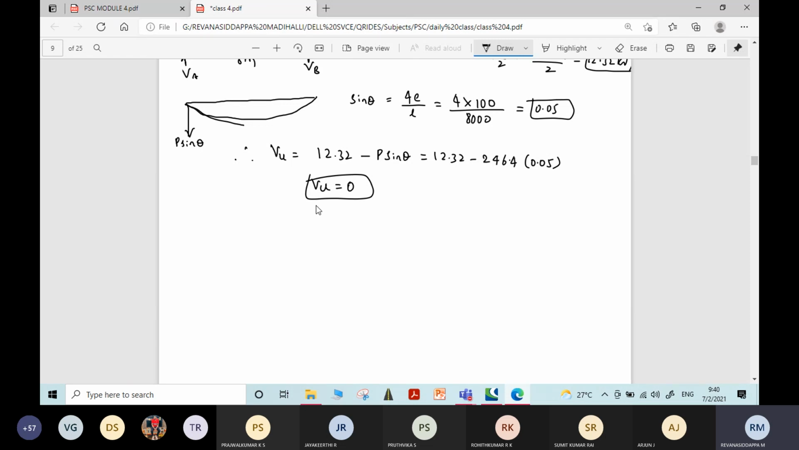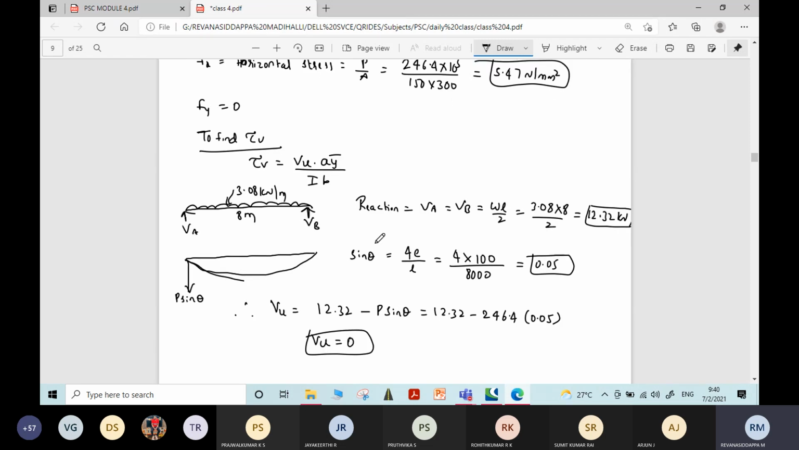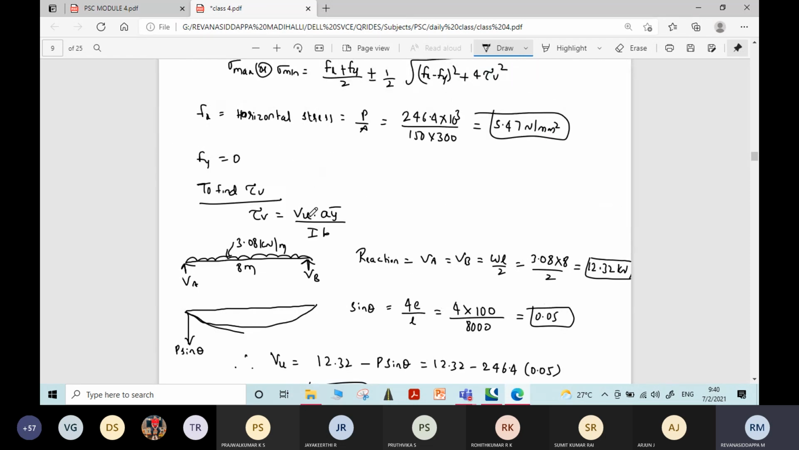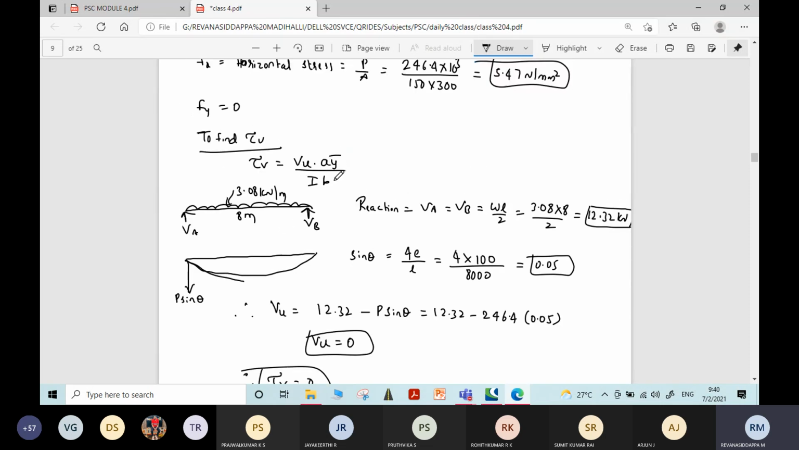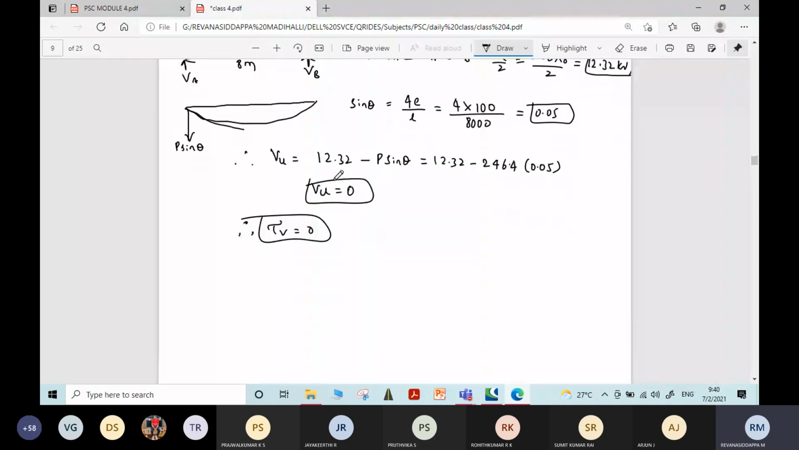0 is the answer. See, if Vu becomes 0 in this formula, then tau v becomes obviously 0. No need to find this moment of inertia and Ay bar. Directly put the answer as 0. Therefore, tau v equal to 0. No need to find Ay bar and moment of inertia again.